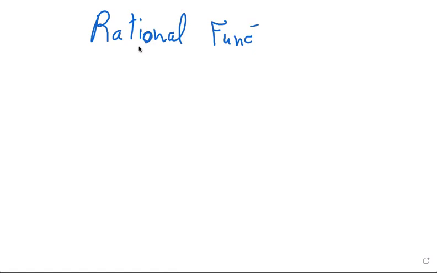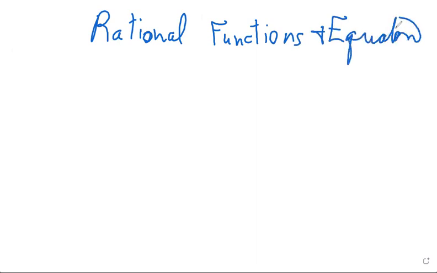Oh my goodness, I messed something up and now I can't undo it. Move. Okay, there we go. Functions and equations. Okay, there we go. That'll work.